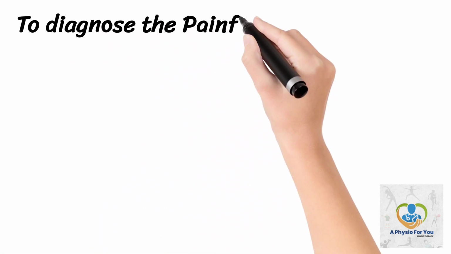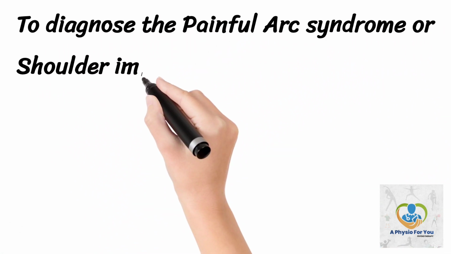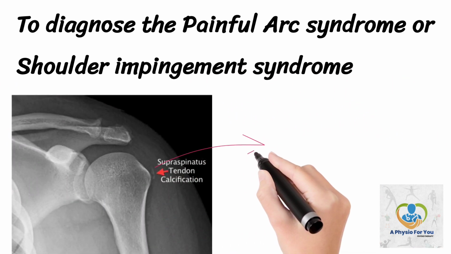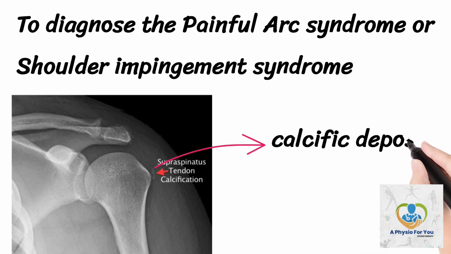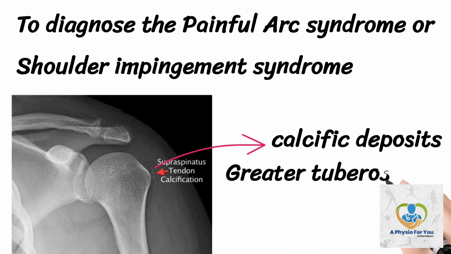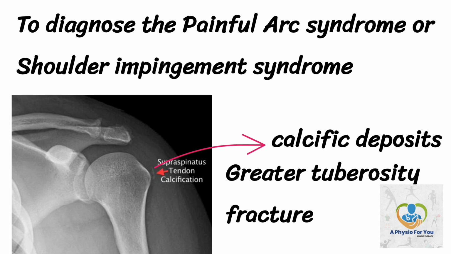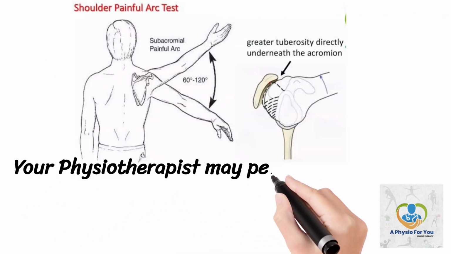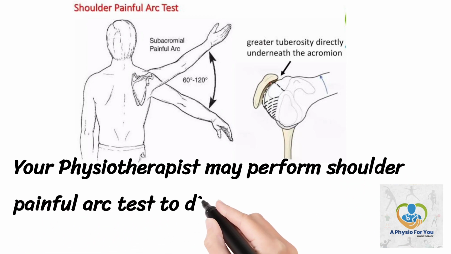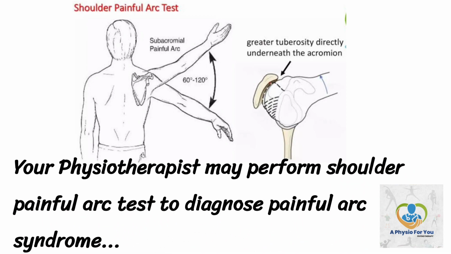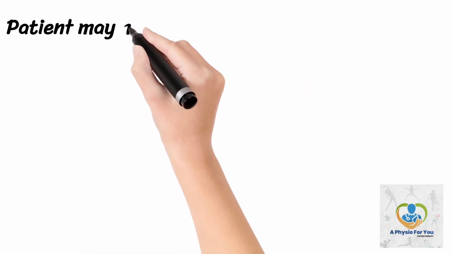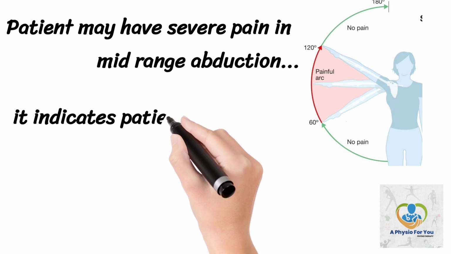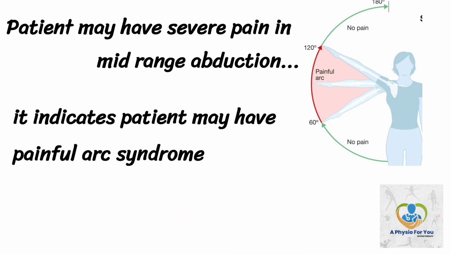To diagnose the painful arc syndrome or shoulder impingement syndrome, the X-ray is done. X-ray mainly shows calcific deposit or greater tuberosity fracture if there is a painful arc syndrome. Your physiotherapist may perform shoulder painful arc test to diagnose painful arc syndrome. Patient may have severe pain in mid-range abduction, so it can indicate that the patient may have painful arc syndrome.